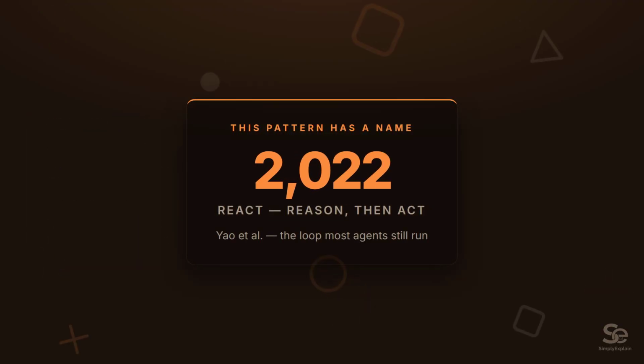And this pattern has a name. In 2022, researchers led by Shunyu Yao called it ReAct, reason, then act. Almost every agent you've seen runs some version of that loop.